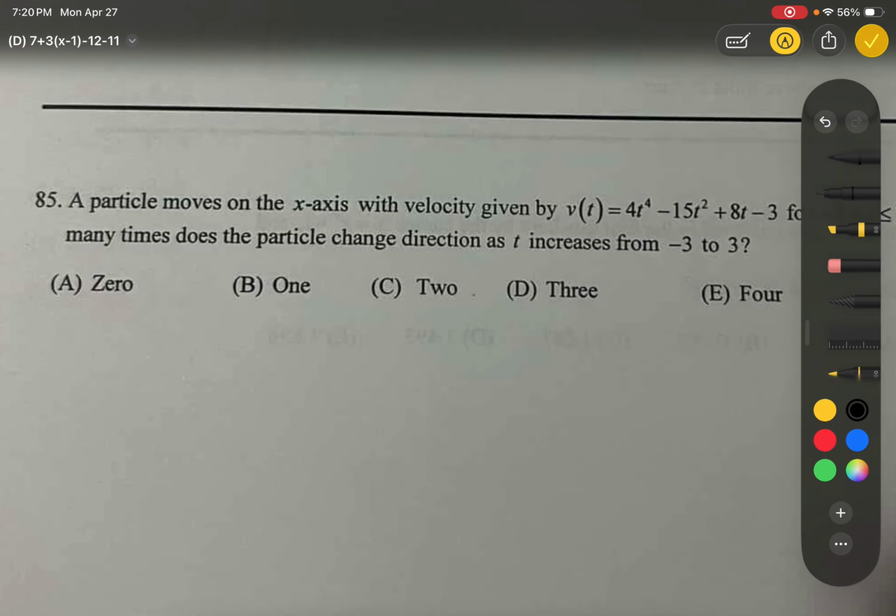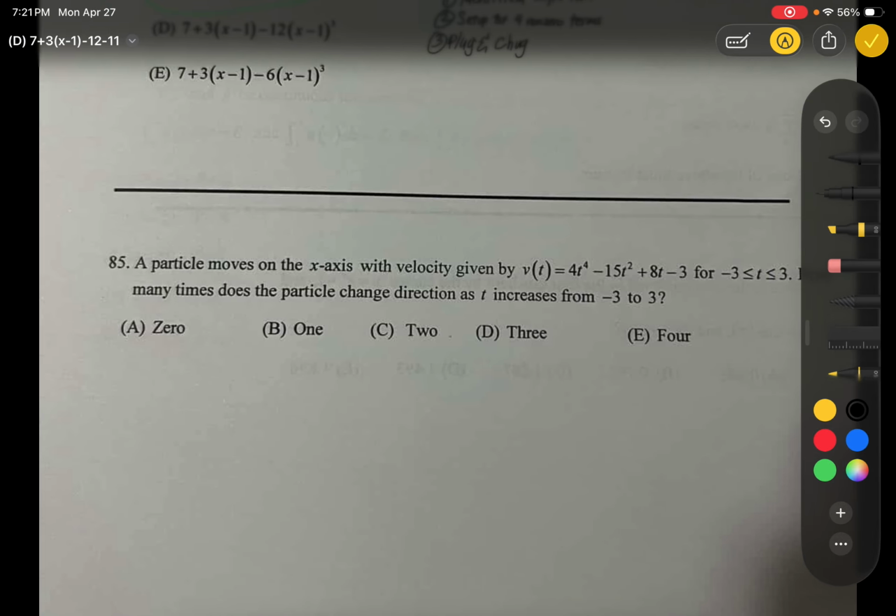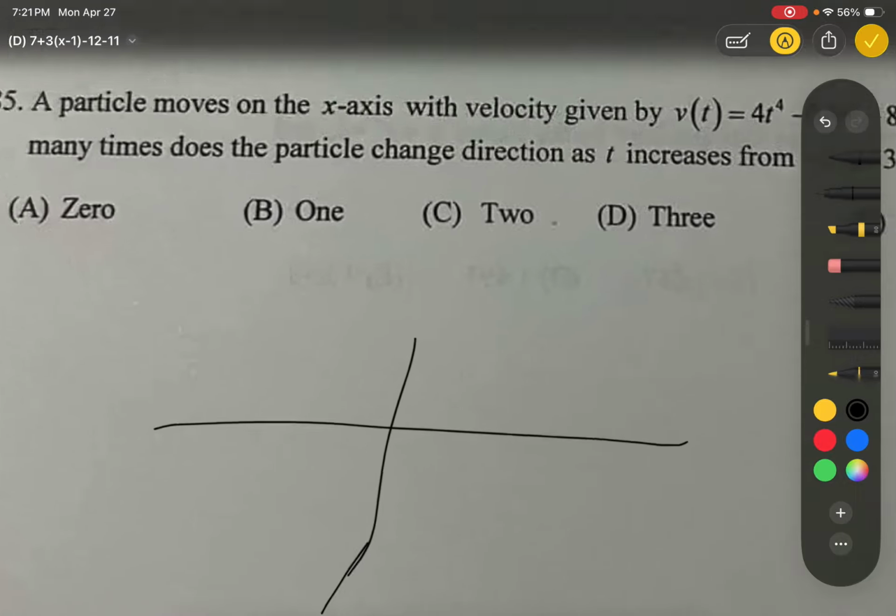A particle moves on the x-axis with velocity of this function from -3 to 3. How many times does the particle change direction as t increases from -3 to 3? So how many times does the position change direction, because direction is affected by position. All right, so let's look.